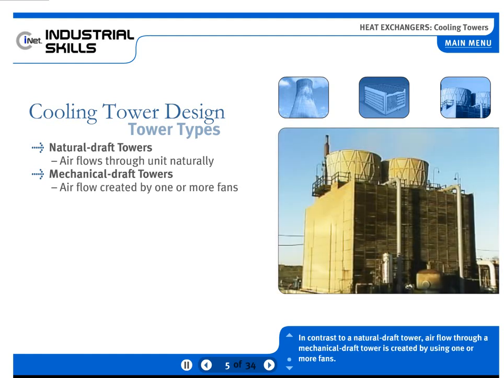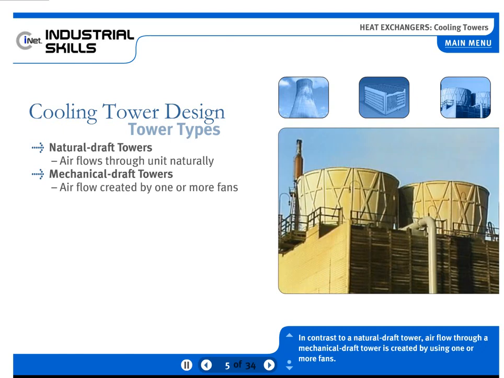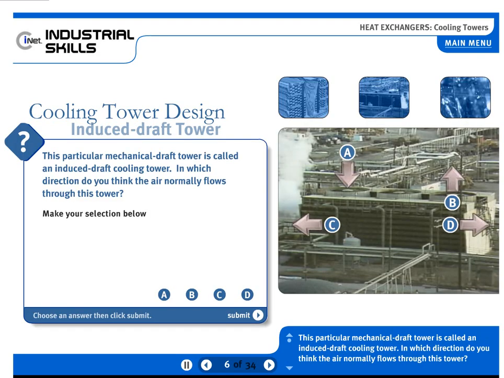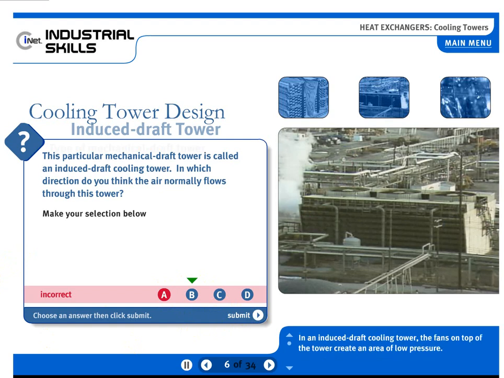In contrast to a natural draft tower, airflow through a mechanical draft tower is created by using one or more fans. This particular mechanical draft tower is called an induced draft cooling tower. In which direction do you think the air normally flows through this tower? No, that's incorrect. In an induced draft cooling tower, the fans on top of the tower create an area of low pressure. This causes the air to flow in through the sides of the tower and up to the top of the tower.